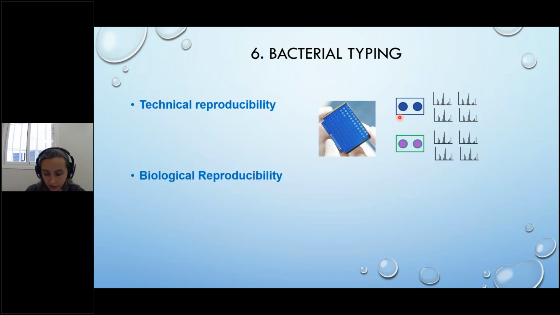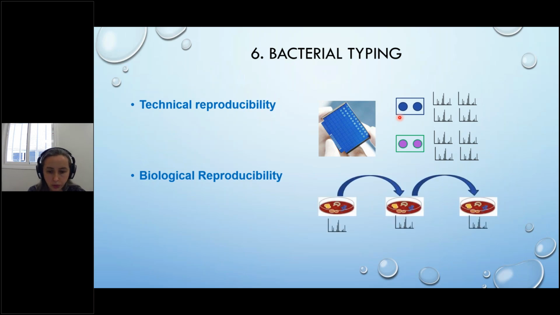The second thing is the biological reproducibility. In this case, what we want to know is if different subcultures of the same sample provide the same kind of spectrum. So usually we have colonies from day one and do, as we showed above, different duplicates.